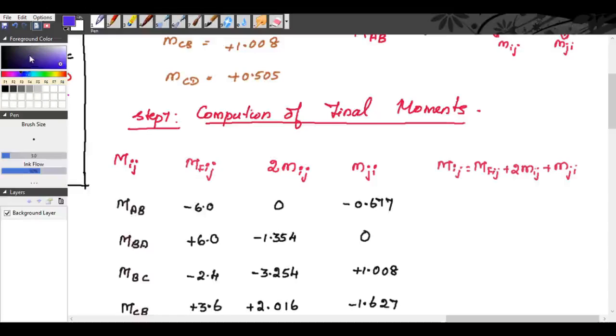So our final end moments are: adding these, minus 6 plus 0 minus 0.677, we get minus 0.677 kilonewton meter. Plus 6 minus 1.354 plus 0, we get plus 4.646 kilonewton meter. Minus 2.4 minus 3.254 plus 1.008, we get minus 4.646 kilonewton meter.